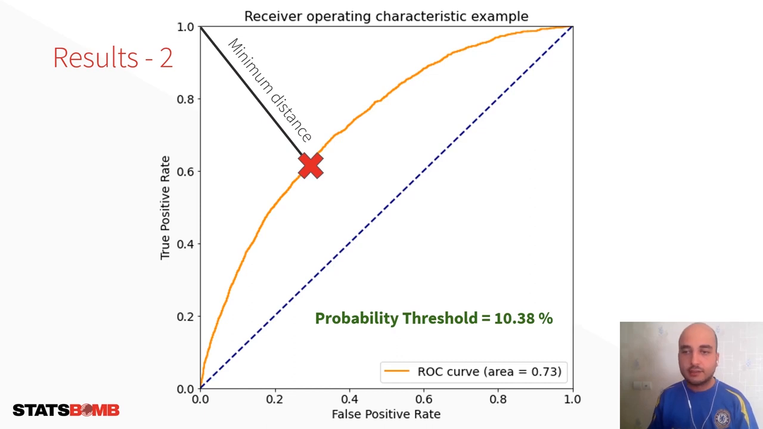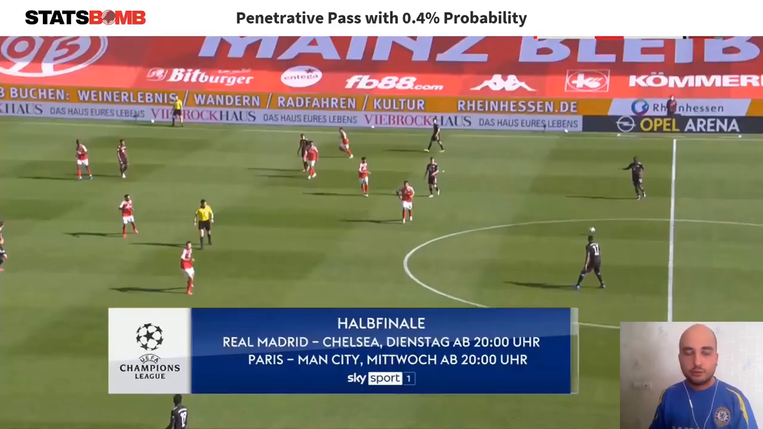So it means that, assume you have a passing moment, and the model that we have trained tells us the probability is 20%. Because it's above this threshold, we say it had the potential to be a penetrative pass. But if it's below this threshold, let's say the model says 5%, we don't expect it to be a penetrative pass because it's below this threshold. Let's go to 2 examples and see how our model really behaves in practice.